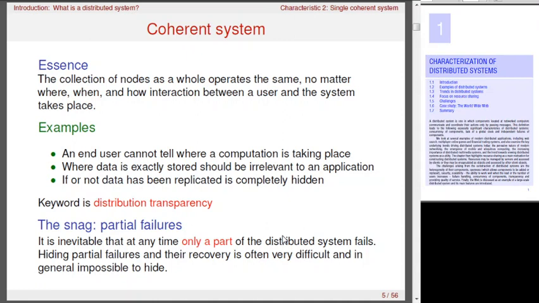So, for an example, an end user cannot tell where the computation is taking place. They are unaware where the required computation is taking place, node 1, node 2, or node 3. They don't know. Actually, where the data is stored, they don't know. The data has been replicated or not, they don't know. These are the things which the users need not be aware of, whether the data is replicated or not, where the data is actually stored on node 1 or node 2, where the computation is taking place. So these kind of things we are calling it as a distribution transparency.